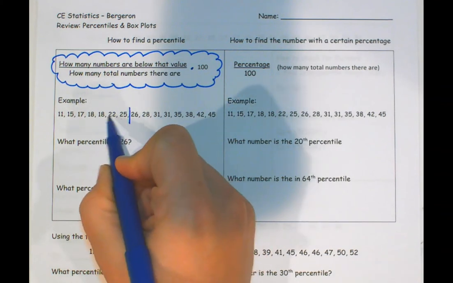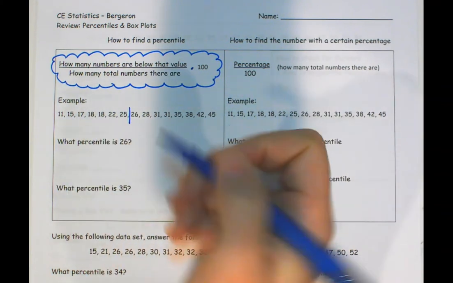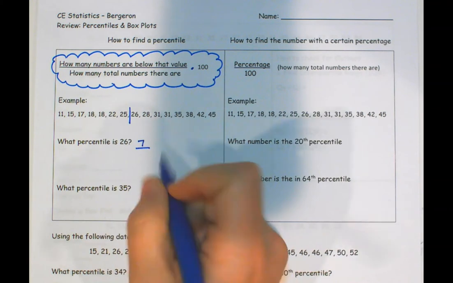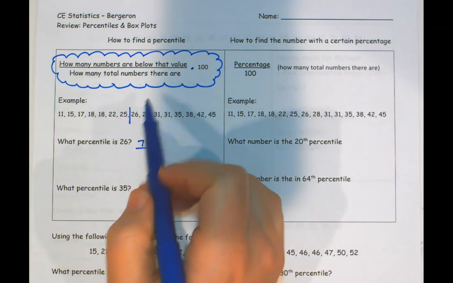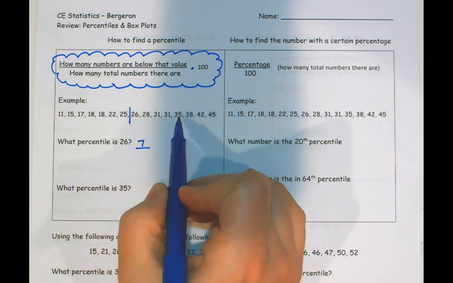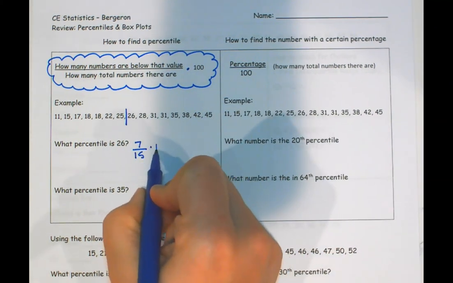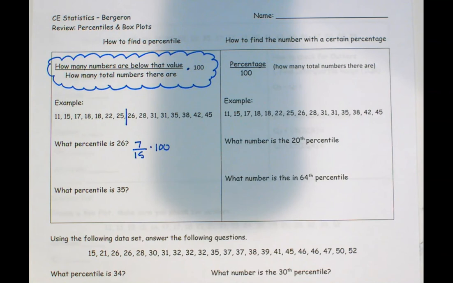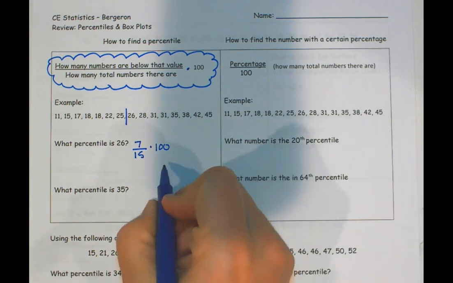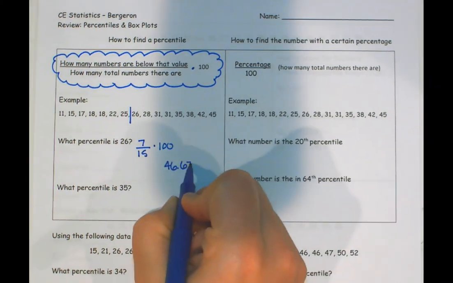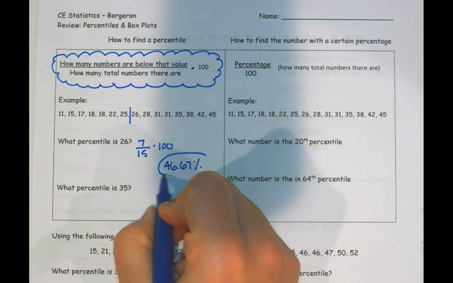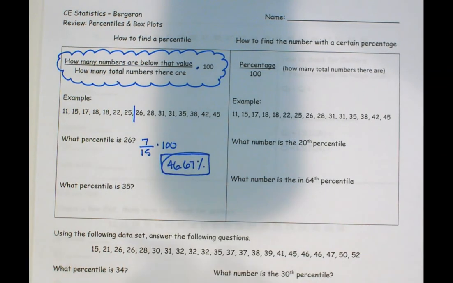So 1, 2, 3, 4, 5, 6, 7. So I'm going to take 7 divided by how many numbers there are. So 8, 9, 10, 11, 12, 13, 14, 15. So there's 15 numbers total. And then multiply by 100. So 7 divided by 15 times 100 would give me 46.67%. Which would mean that that value, 26, is in the 46th percentile.